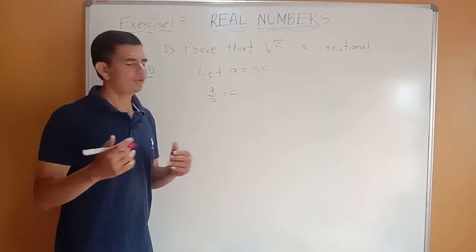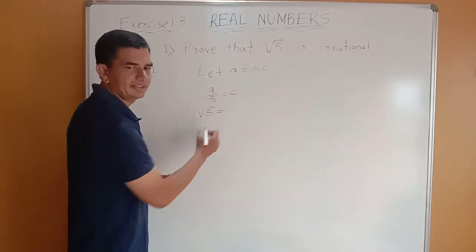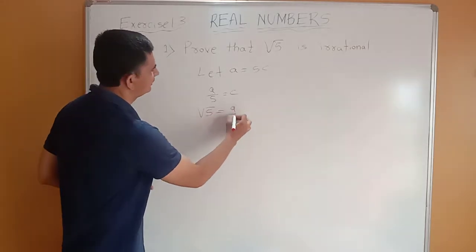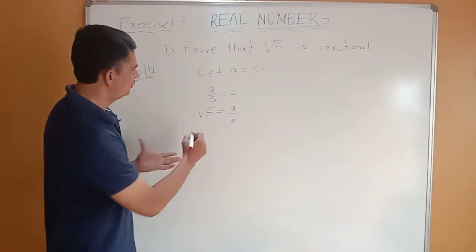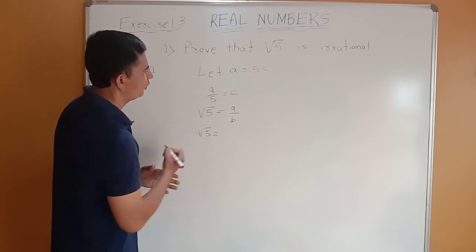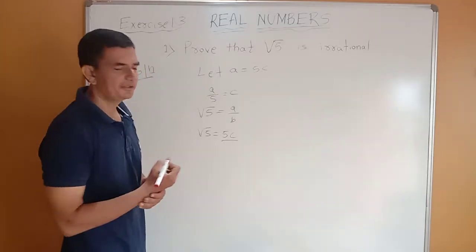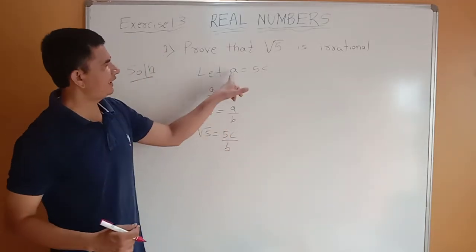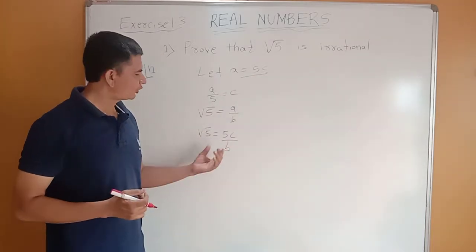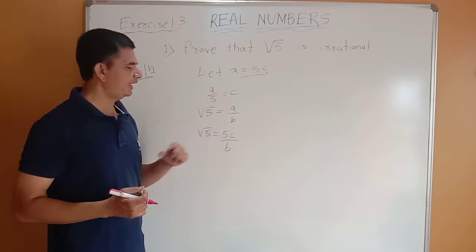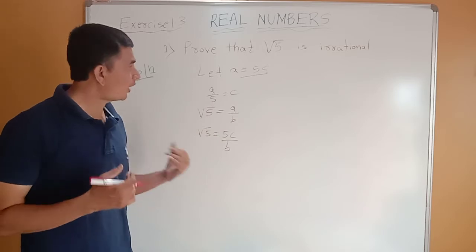Okay, students, now root 5 is equal to a by b. Have you got this idea? Now root 5 is equal to 5c by b, because in the place of a, what we have taken here, a is equal to 5c, we have taken. So for that reason root 5 is equal to 5c by b. Okay, again square is there. So what we can do now?